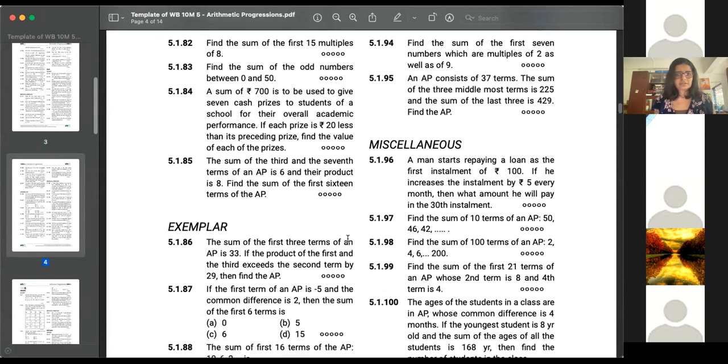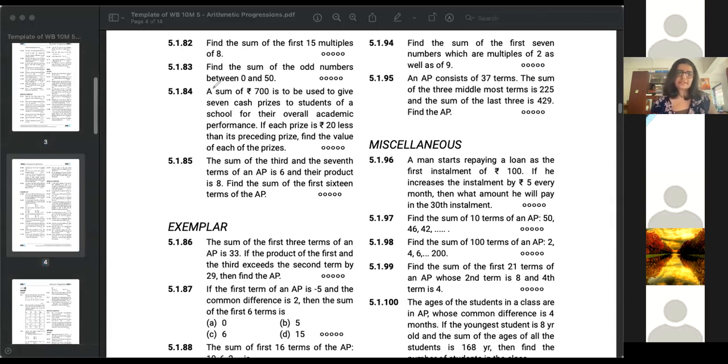83 के बाद, let's do 84. That looks to be slightly interpretation heavy. So a sum of 700 rupees is to be given to give 7 cash prizes to students of a school for their overall academic performance. If each prize is 20 rupees less than its preceding prize, then find the value of each of the prizes.